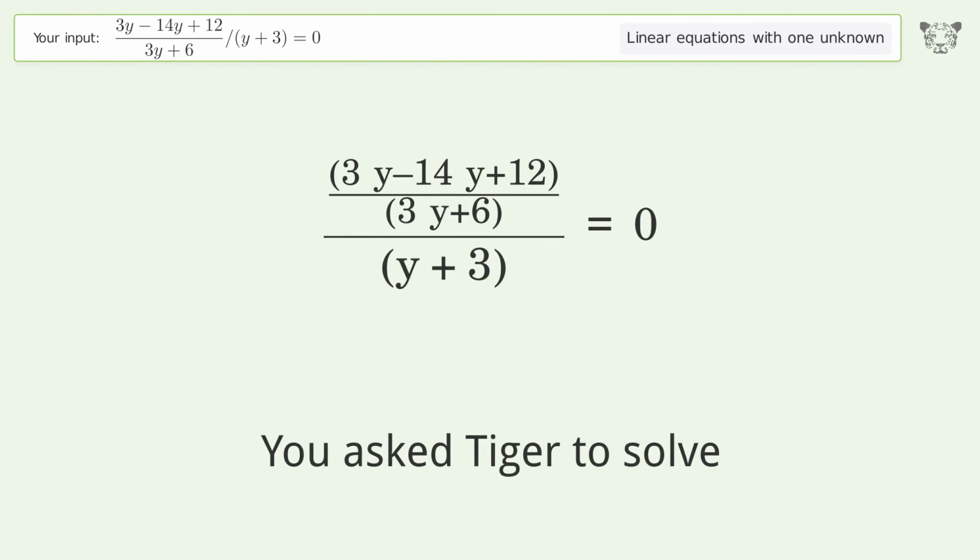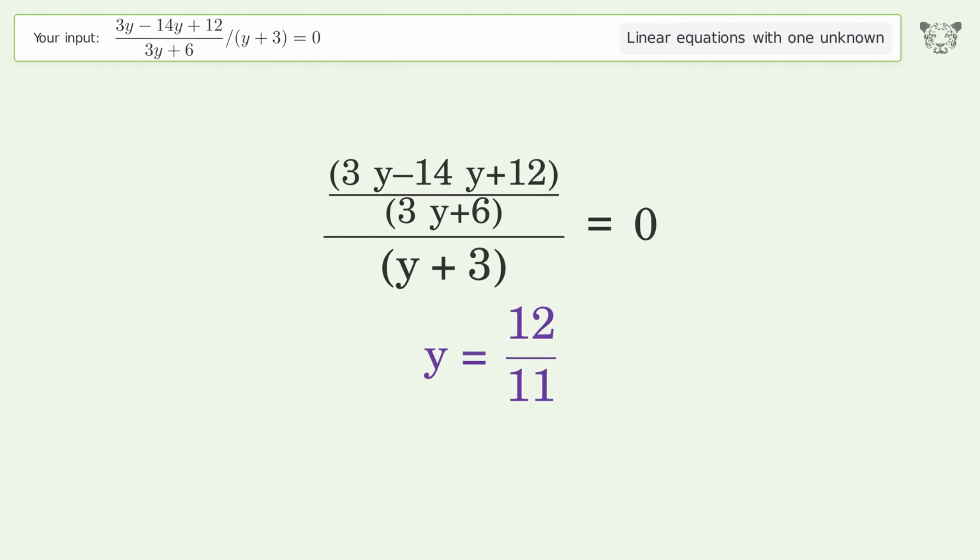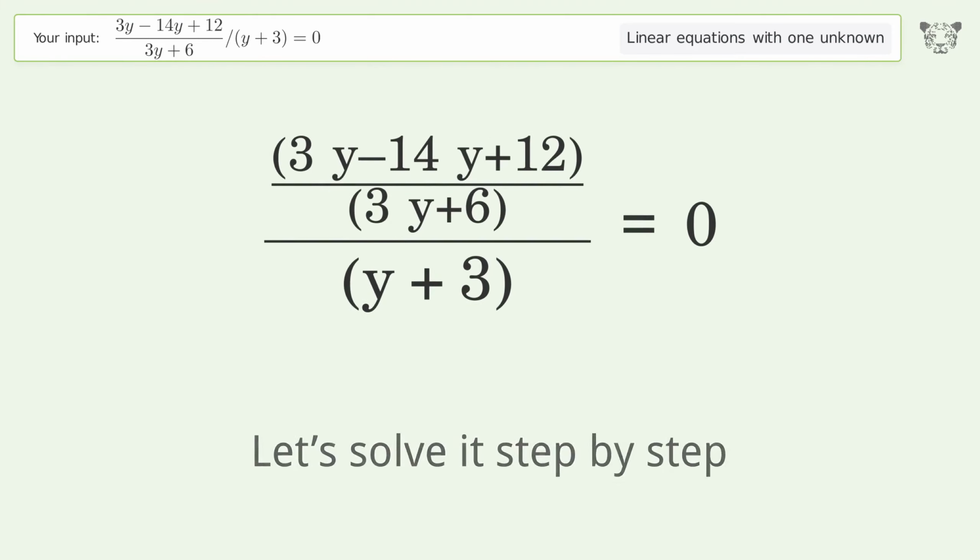You ask Tiger to solve. This deals with linear equations with one unknown. The final result is y equals 12/11. Let's solve it step by step.